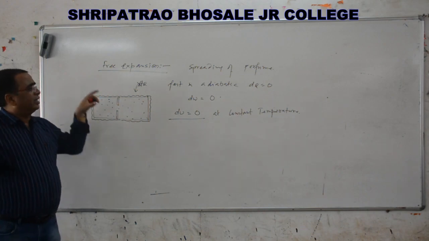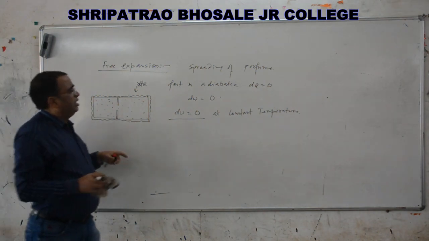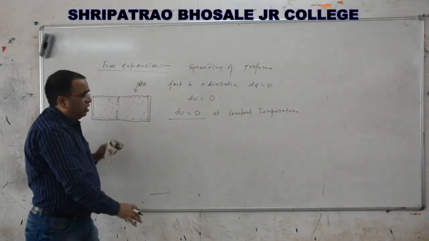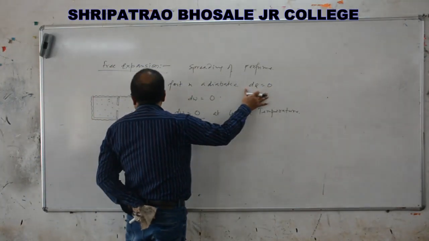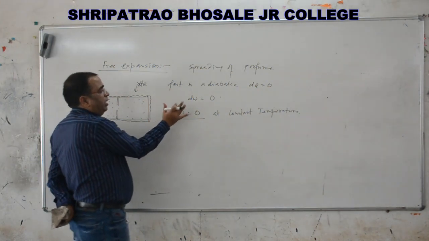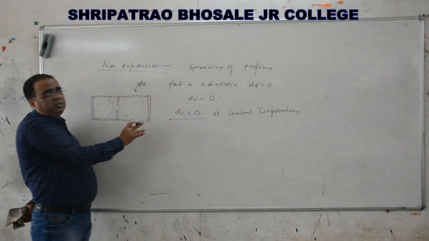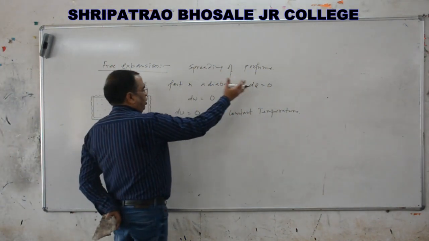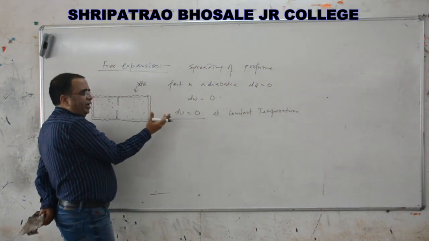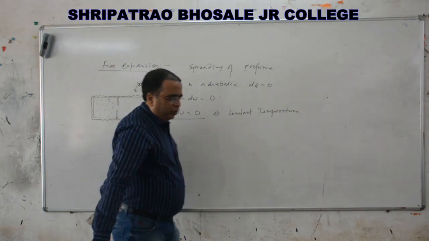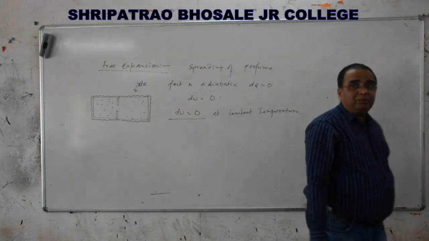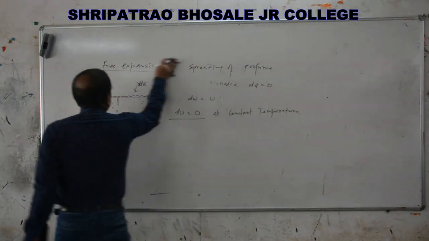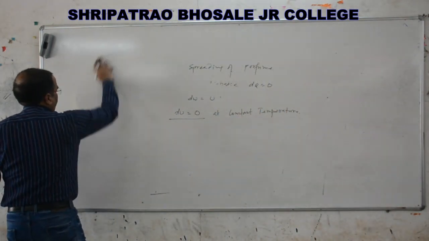In free expansion, we can conclude the discussion like this: free expansion is a fast and adiabatic process in which heat is neither allowed to enter nor allowed to escape, and the work done by the gas is 0. Since these two quantities are 0, from the first law of thermodynamics we can say dU is equal to 0. That means the free expansion takes place at a constant temperature. This is all about the first law.